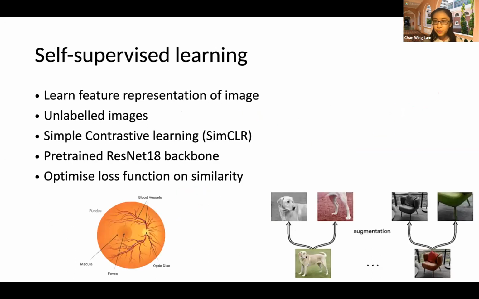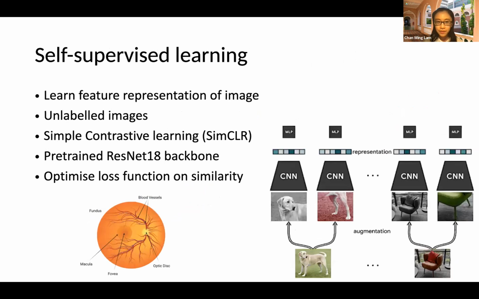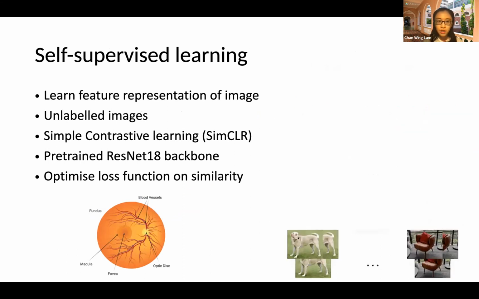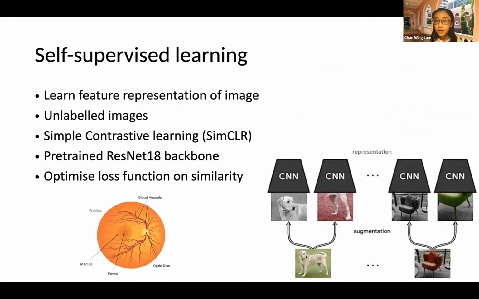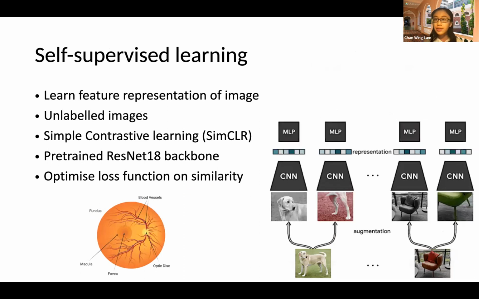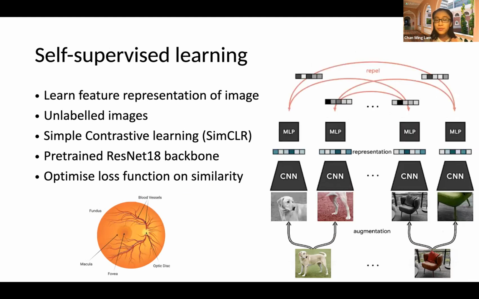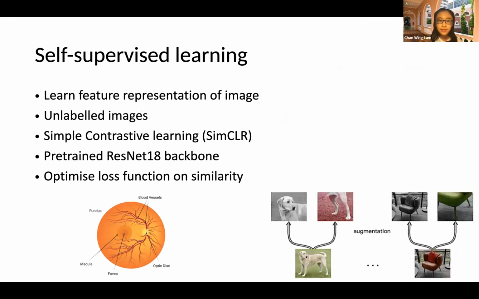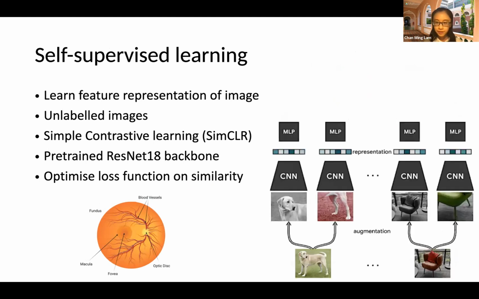So in the title, we talked about self-supervised learning. It allows the algorithms to learn feature representation of the images. So in this step, we made use of unlabeled images, which really saves time and energy and human resources for labeling them. And the specific task we did was simple contrastive learning.